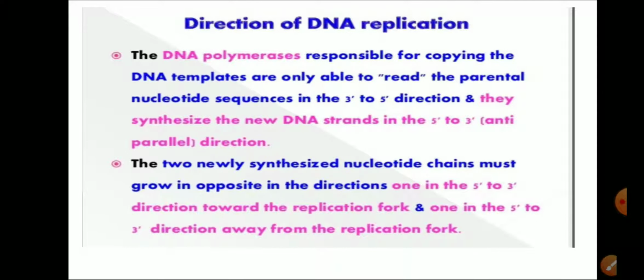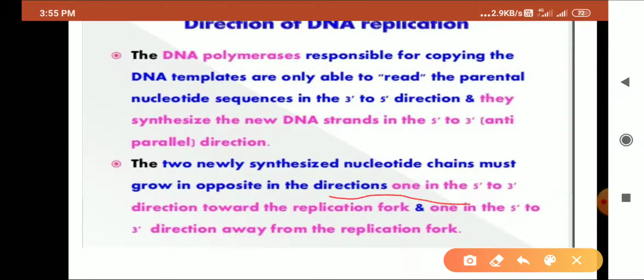Here, the direction of the DNA polymerase responsible for copying the DNA template is 3' to 5', and the newly synthesized strand is 5' to 3', that is in anti-parallel direction. The two newly synthesized nucleotide chain molecules must grow in opposite directions, that is 5' to 3' towards the replication fork, and the newly synthesized strand is in 5' to 3'.